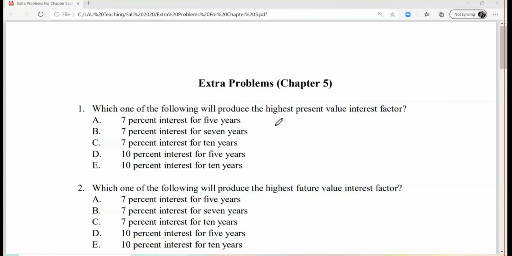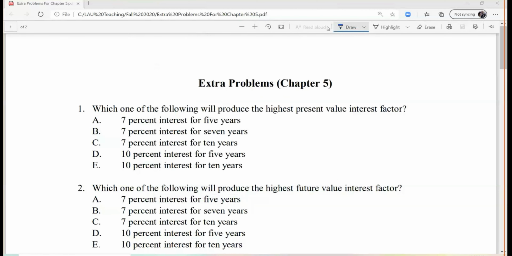Hello everyone. Today I'm going over the extra problems of chapter 5. The first question: which one of the following will produce the highest present value interest factor?